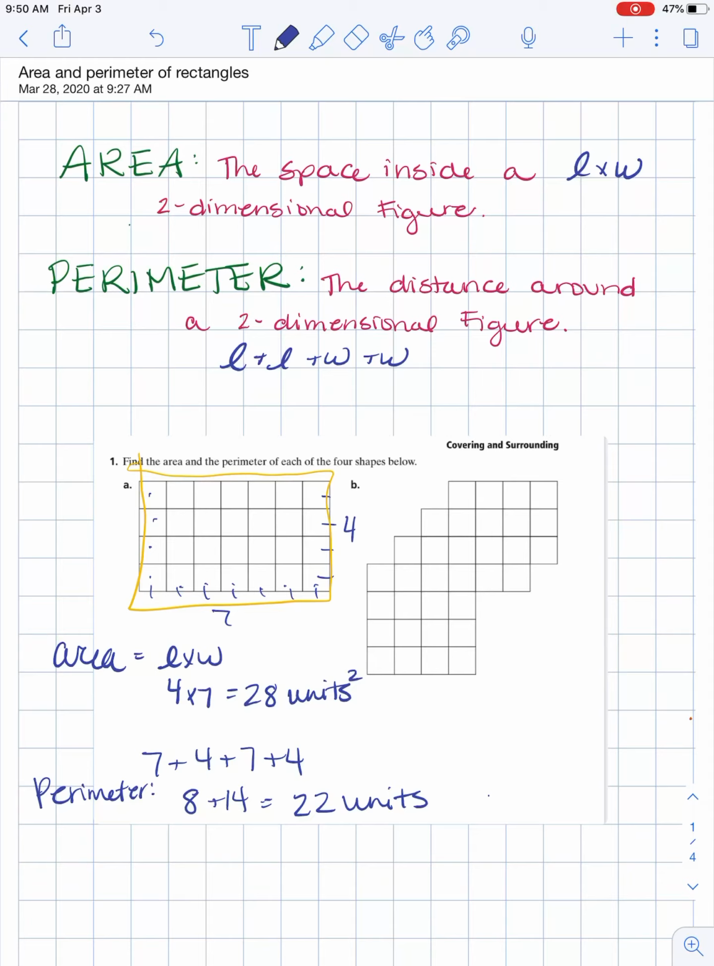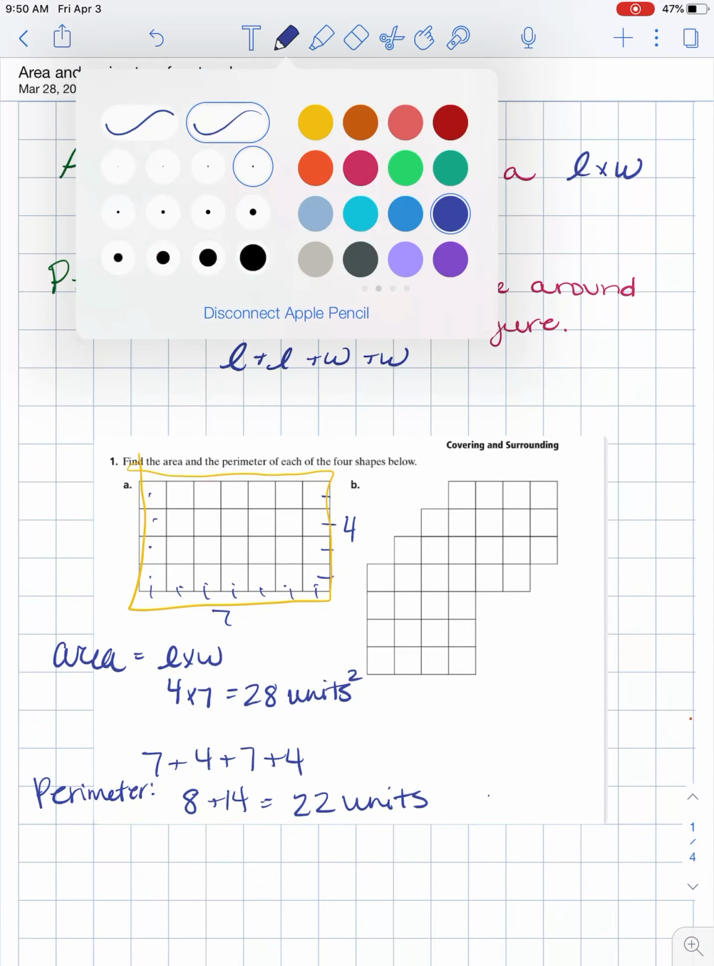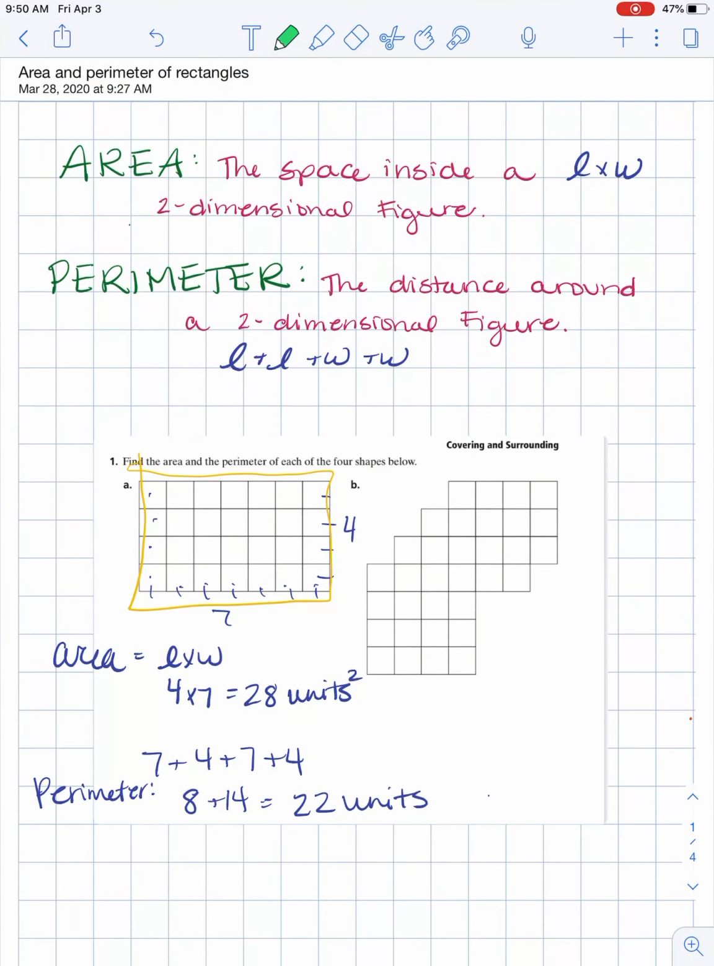So when we are measuring area, we're finding the area that's going to be in square units, whereas the perimeter is just going to be in whatever the units are. In this case, it doesn't tell us, so we're just using the word units. If it said, hey, each of these are a square inch, or each of these are a square centimeter, we would use those units. Let's move on to the second shape B here.